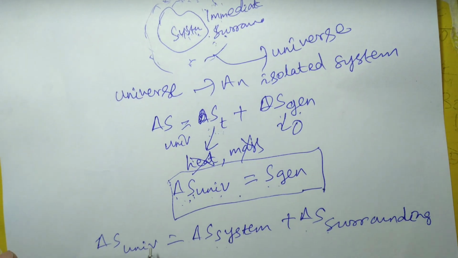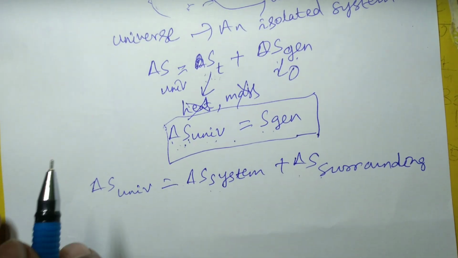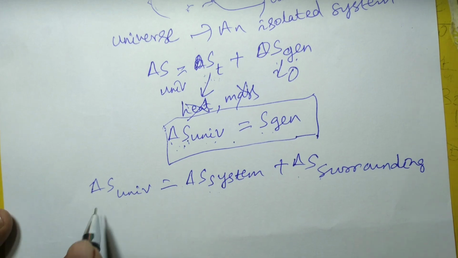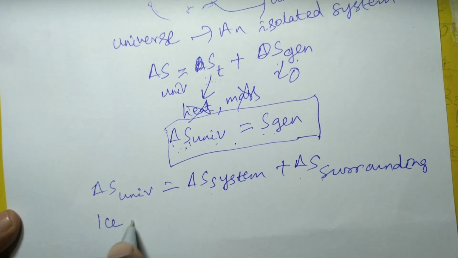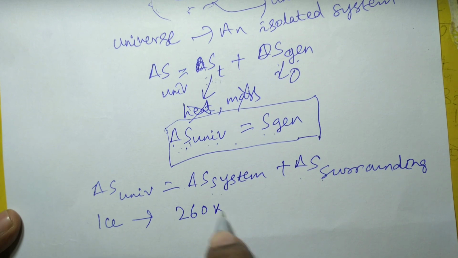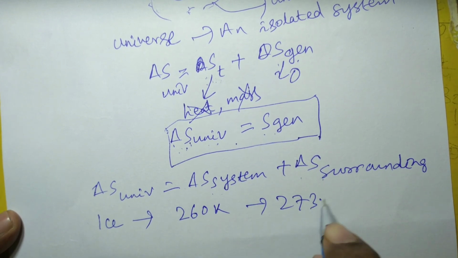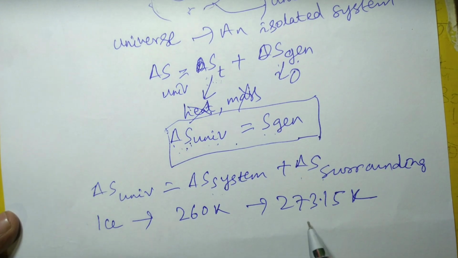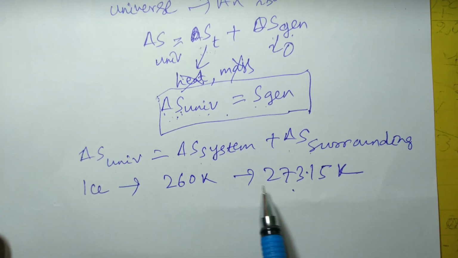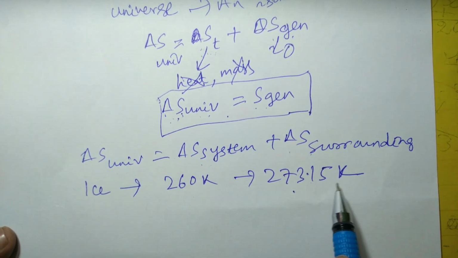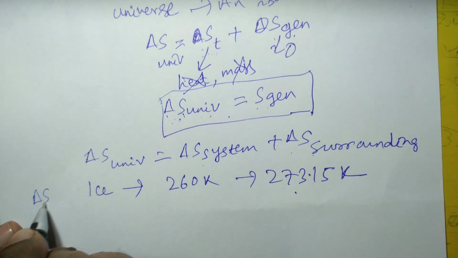So first, change in entropy, if we have to calculate, it can, insofar as the change in entropy of the system, that is your 1.5 kg of ice, it consists of 3 stages. So in the first stage, when ice goes from 260 Kelvin to 273.15 Kelvin, which is the saturation temperature corresponding to 1 bar pressure, ice goes from 260 Kelvin to 273.15 Kelvin. This will be stage 1.